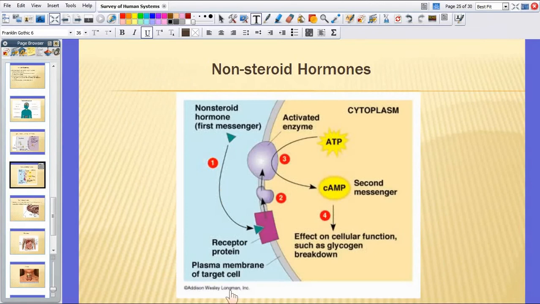If the hormone is a non-steroid hormone, a protein or an amine, it can't diffuse across the membrane. Instead, it binds to a receptor protein in the cell membrane. The cell receptor protein then activates an enzyme, which in turn produces a second messenger protein. That second messenger protein then triggers the cell's desired response.